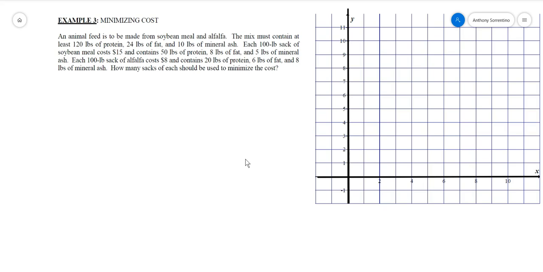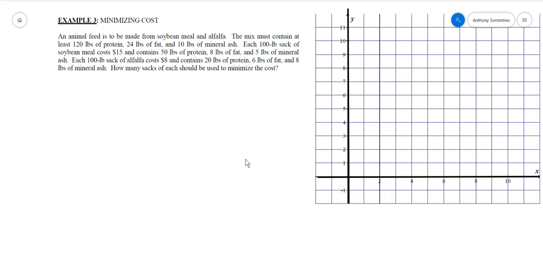Now, each one of these provides some of those, so that's where the rest of the inequality is going to come from. Each 100-pound sack of soybean meal costs $15 and contains 50 pounds of protein, 8 pounds of fat, and 5 pounds of mineral ash. Each 100-pound sack of alfalfa costs $8 and contains 10 pounds of protein, 6 pounds of fat, and 8 pounds of mineral ash. How many sacks of each should be used to minimize the cost?